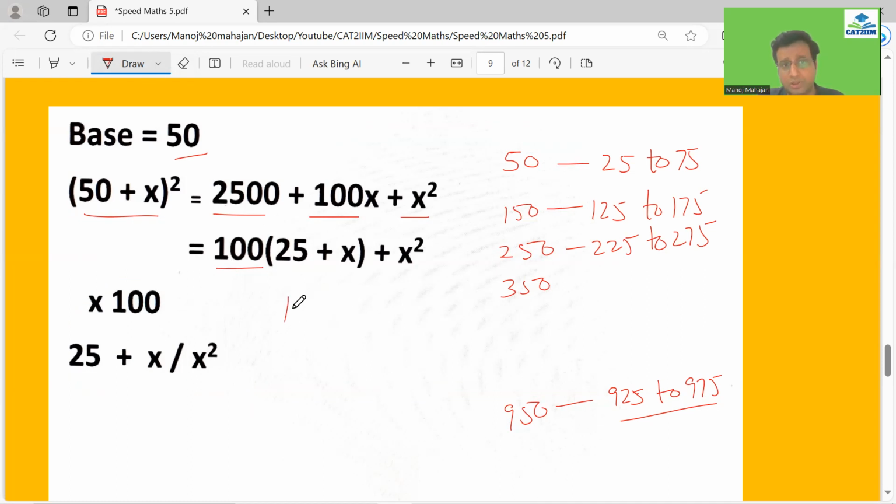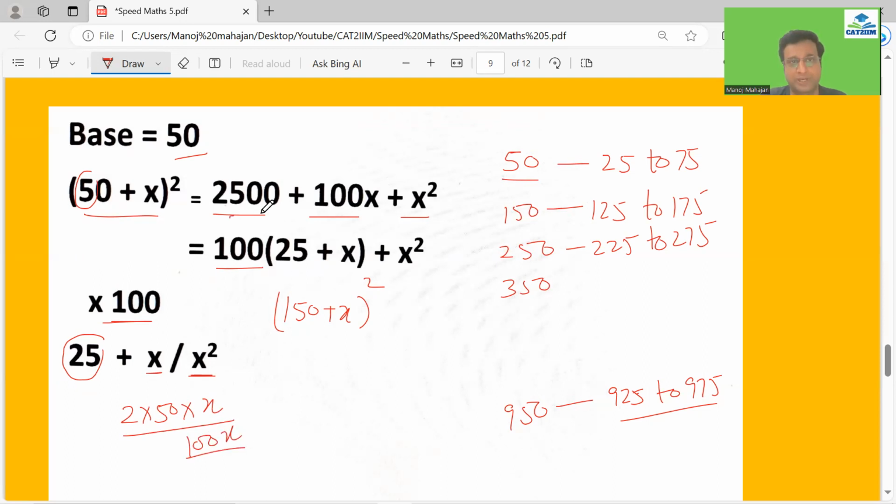See, with 150 also, you would be doing the same concept, (150 plus x) whole square. Now, what you have to remember is, over here when the base was 50 and plus x, what we got is 5 square actually. And the left hand side was multiplied with 100. And this right hand side was x square. And how we got this x, let me make you understand. We did 2 into 50 into x. So basically this is nothing but 100x, and 100 was common if you look over here. So that's why we got x over here. So this will happen always.